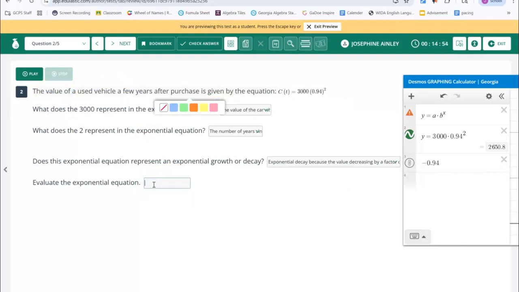So if I write 2,650.8, that does not look like money. Money has 2 places after the decimal. It's 2,650 and 80 cents. So you must write that 0.